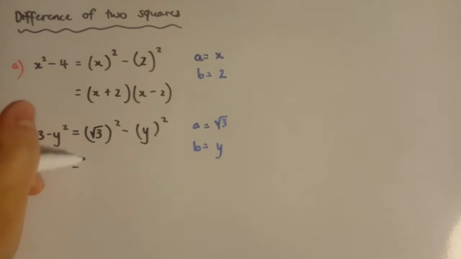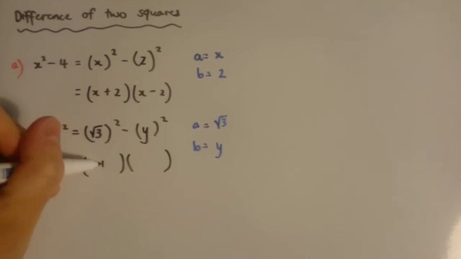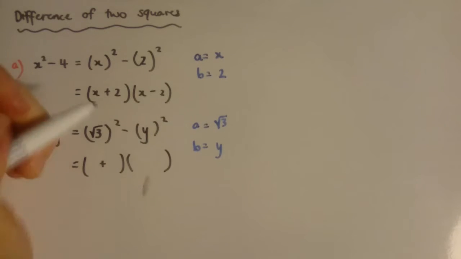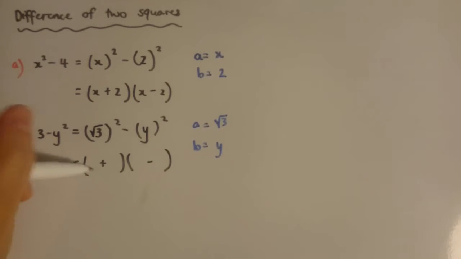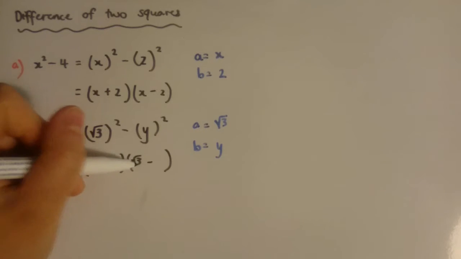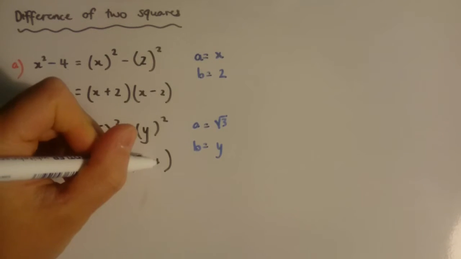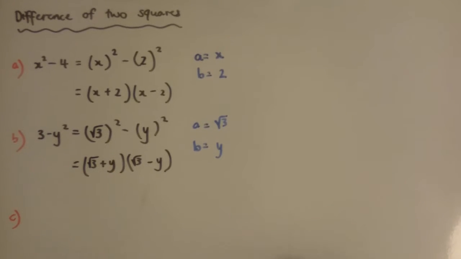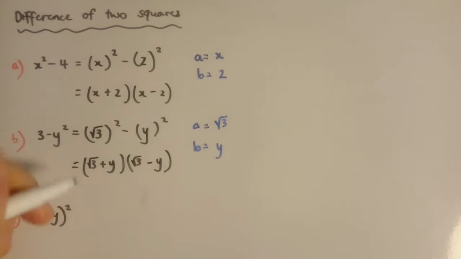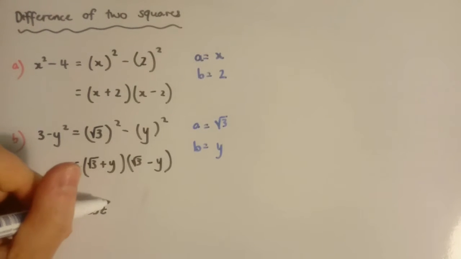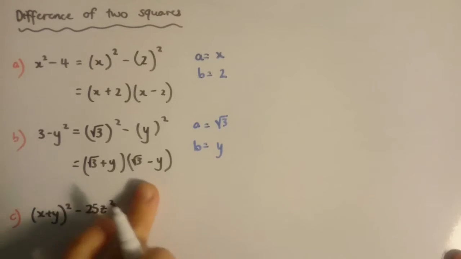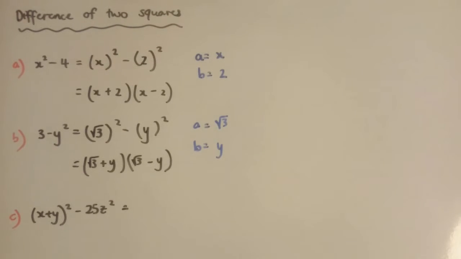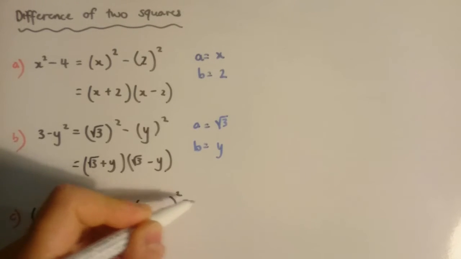Now that we've identified those, we can go ahead and pop them in our brackets. One will be plus, one will be minus. Our first term is root 3, and our second term is y. Our last one looks kind of scary, but isn't. It's x plus y all squared, take away 25z squared. So same process. Again, we're looking to see what this is in terms of something squared minus something squared.